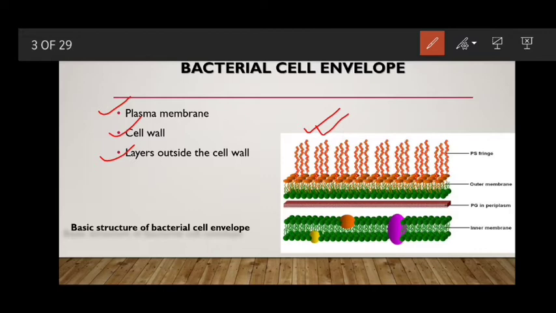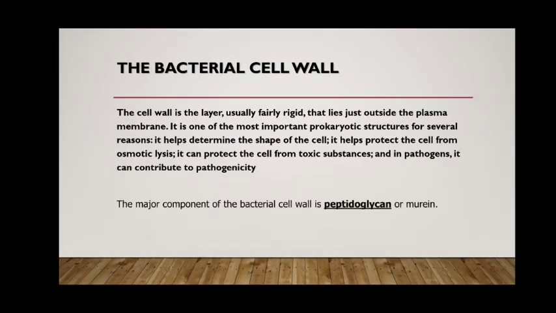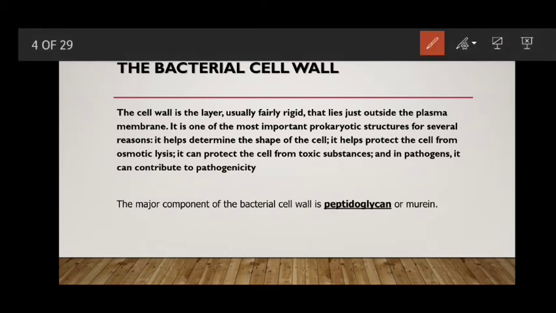Now let us move on to the bacterial cell wall. What is the bacterial cell wall? The bacterial cell wall is a layer which is fairly rigid and lies outside the plasma membrane. It is most important for prokaryotic structure for several reasons: it gives shape to the cell, and it protects the cell from osmotic lysis and also from toxic substances. The major component contained in a bacterial cell wall is peptidoglycan, or we can say murein.